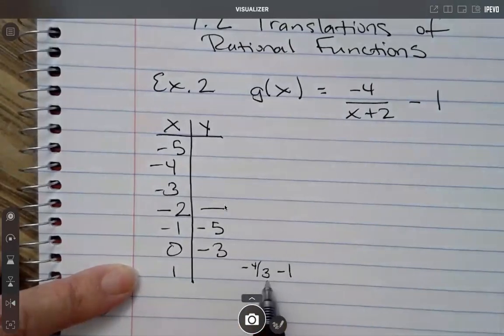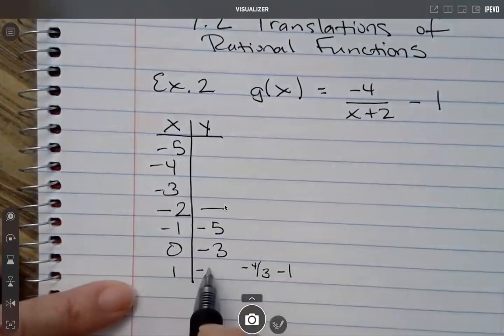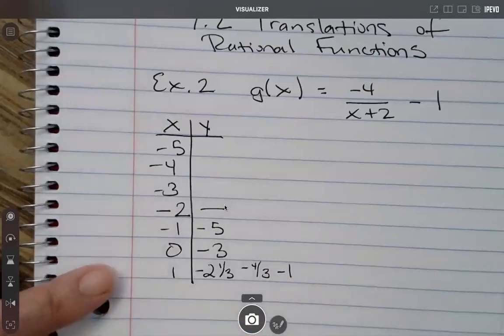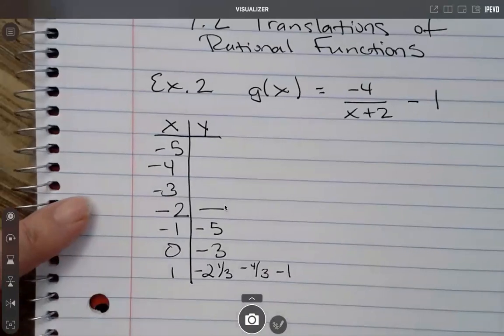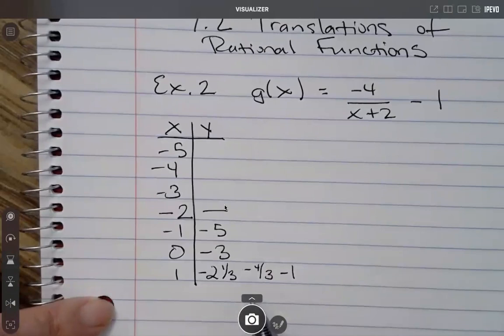So let's think about this without converting it. Let's just use logic. What makes sense? -1 1/3, -1 is -4/3, is -1 1/3. -1 1/3 minus another one, -2 1/3. It's easier to graph this way. Improper or proper fraction, either way, it's just easier to graph this way.